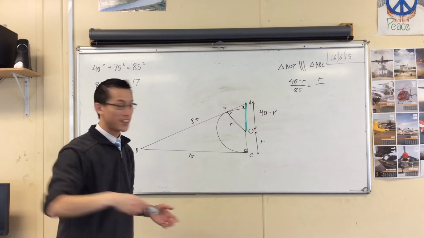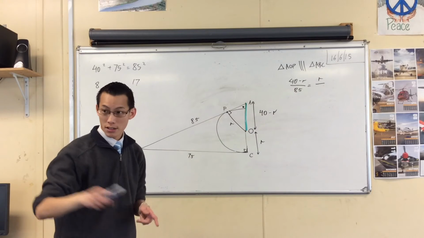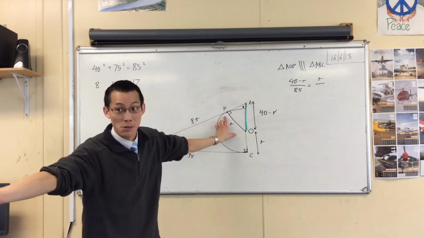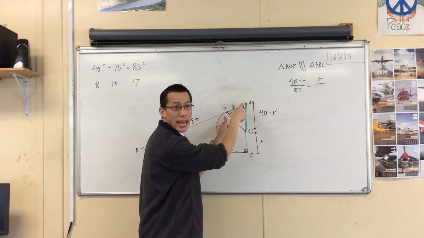Eric, do you want to make a suggestion? Yeah, R is opposite A, like angle A. Good. Let me be a little more fine on that. OP, that side, which happens to equal R, is opposite the marked angle, right?